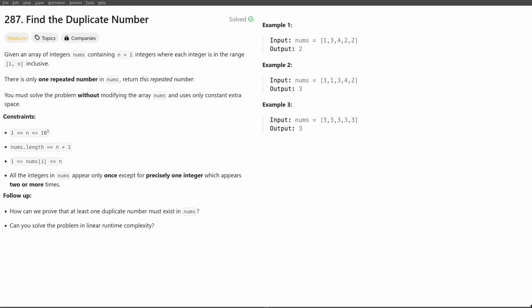Hello everyone, today we'll talk about the problem Find the Duplicate Number. In this problem we are given an array of integers containing n plus 1 integers, where each integer is in the range 1 through n inclusive. Exactly one of them is repeated, maybe more than twice, and we have to find it and return it. It sounds quite simple.